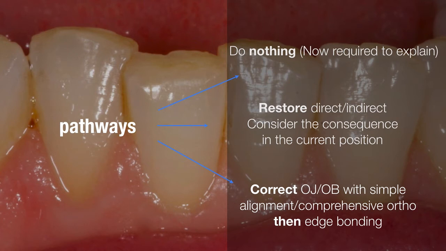We can use some ortho, get the correct overjet, get the correct overbite if needed as well with ortho or through direct bonding. It may be that we can do simple ortho. It may be we need comprehensive ortho depending on the case. And then as mentioned, we can use edge bonding to improve that final outcome.